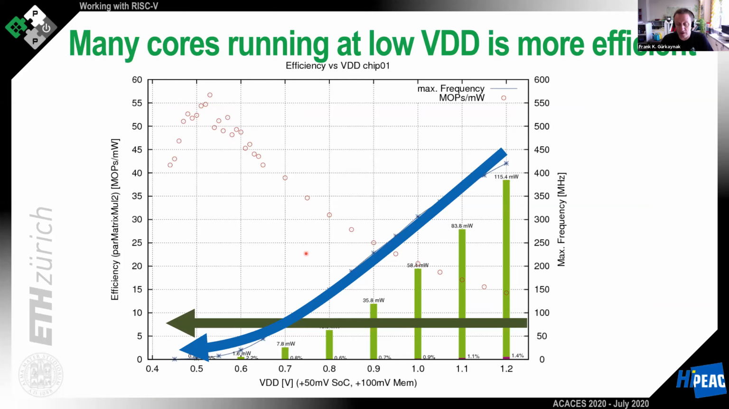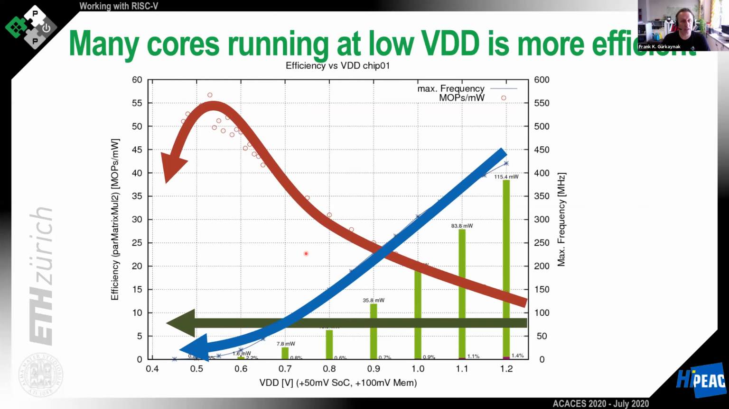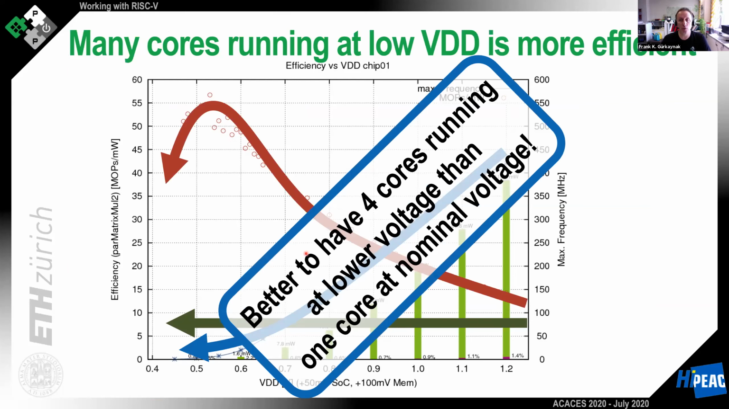Luca talked about this at length. So many cores running at low VDD is more efficient. So we've already seen this. It's better to have 4 cores running at lower voltage than 1 core running at nominal voltage. So how do we take advantage of this? We built these mini core systems.